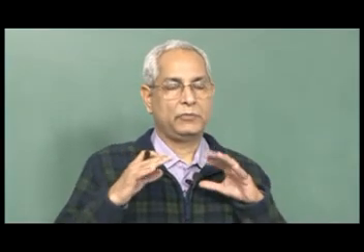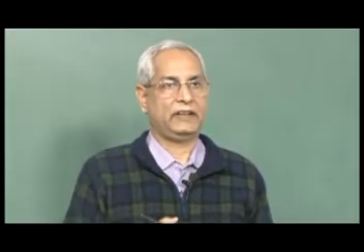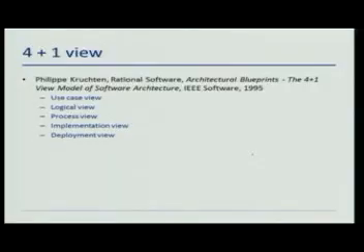Way back in 1995, Philippe Kruchten is the one who tried to capture this in a very seminal paper called the 4+1 view of architecture. Philippe Kruchten at that time was with Rational Software. Right now he is a professor at the University of British Columbia in Canada. He is a very well known person in the software community, and has influenced this domain in many different ways. Many of you must have seen his book on the RUP, Rational Unified Process.